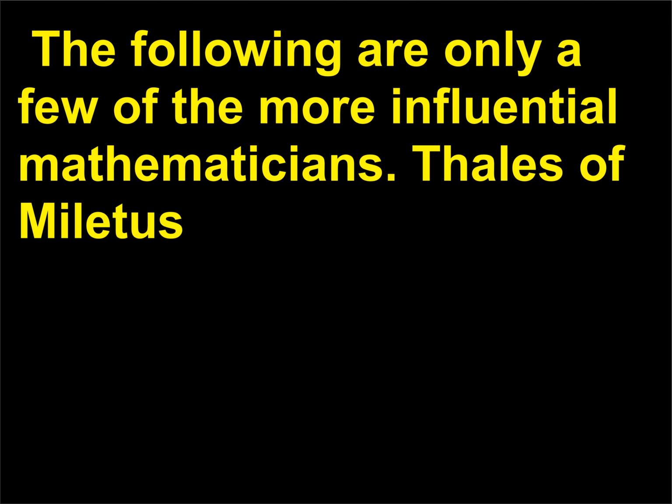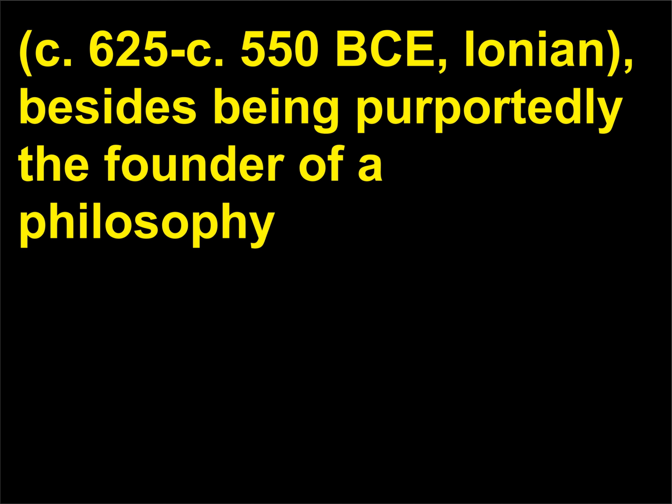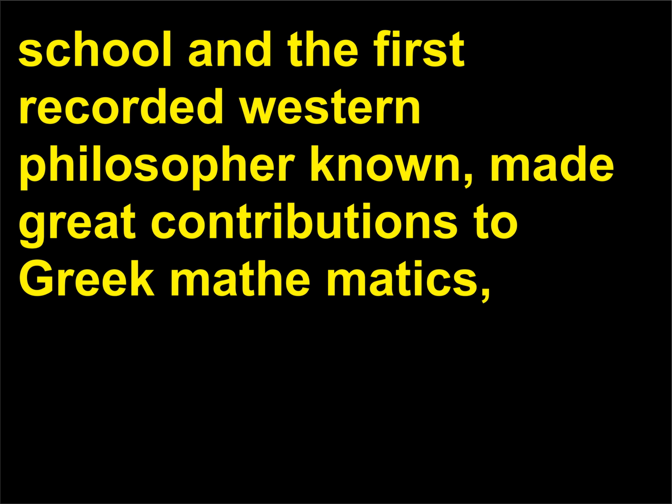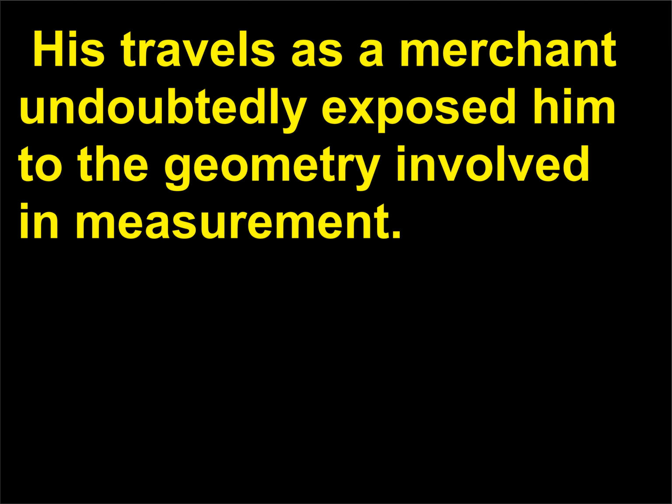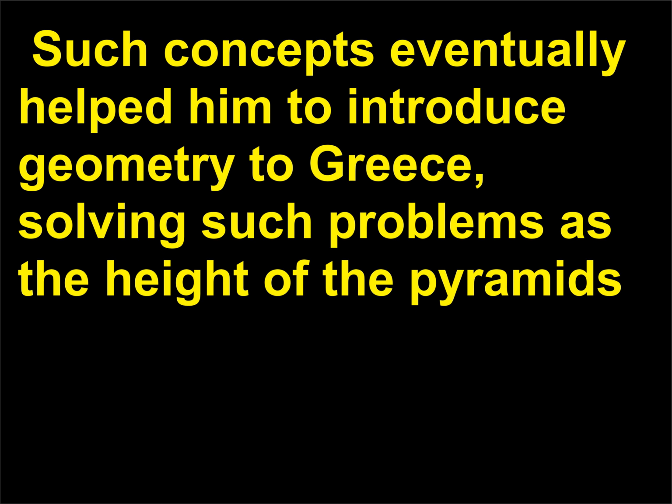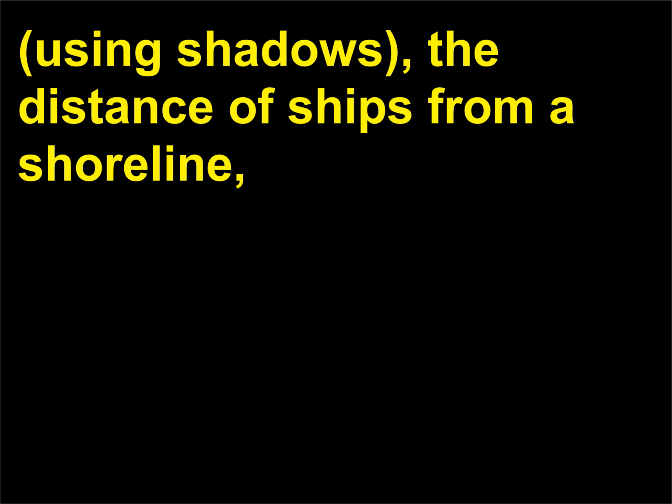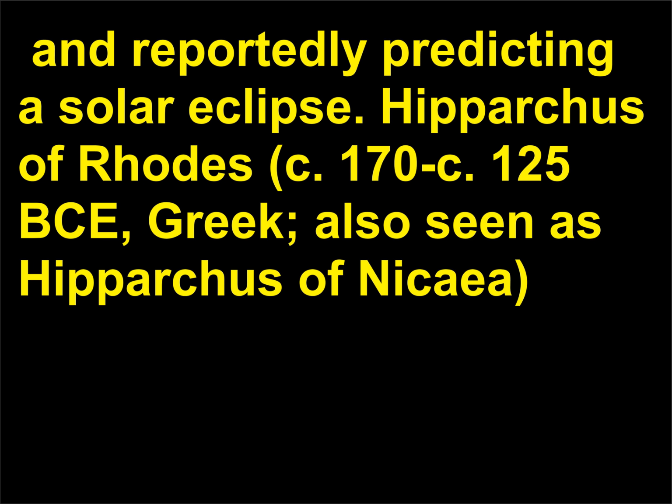Thales of Miletus, c. 625 to c. 550 BCE, Ionian, besides being purportedly the founder of a philosophy school and the first recorded Western philosopher known, made great contributions to Greek mathematics, especially by presenting Babylonian mathematics to the Greek culture. His travels as a merchant undoubtedly exposed him to the geometry involved in measurement. Such concepts eventually helped him to introduce geometry to Greece, solving such problems as the height of the pyramids using shadows, the distance of ships from a shoreline, and reportedly predicting a solar eclipse.